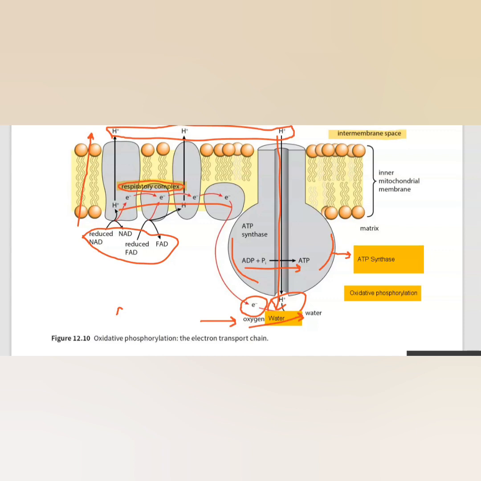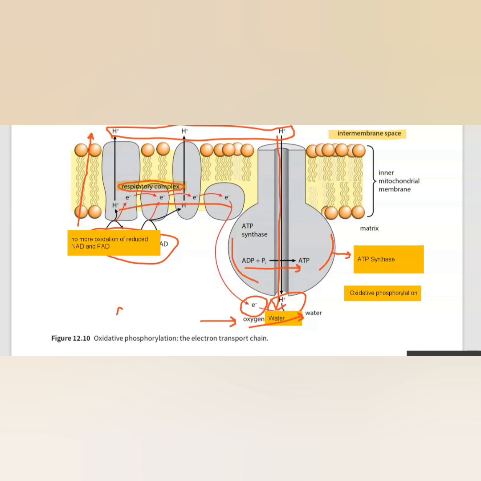If ATP production stops, the concentration of the protons in the intermembrane space also increases. So no more oxidation of reduced NAD. This reduced NAD will no more oxidize, no more oxidation of reduced NAD and reduced FAD. So there is no free NAD and FAD available.